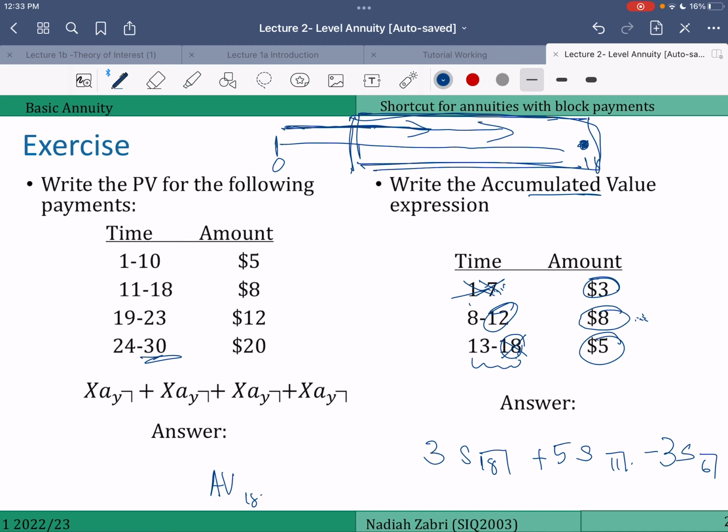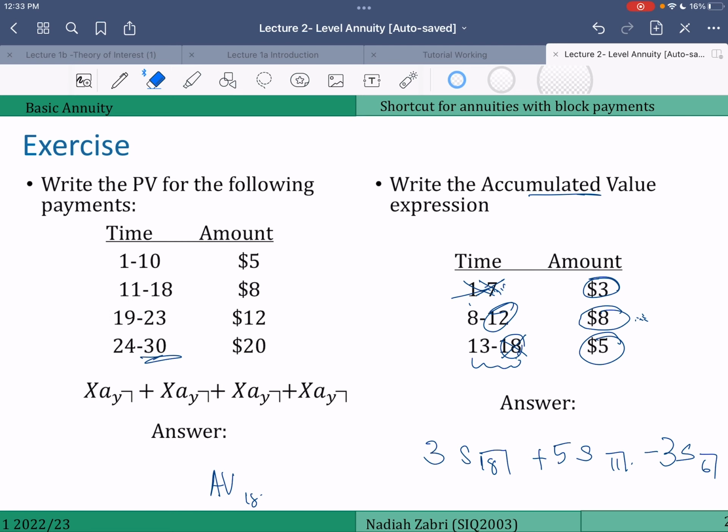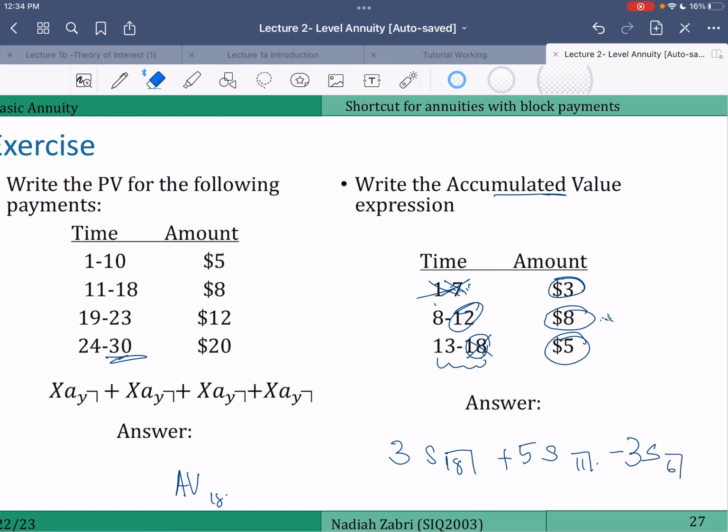So that's how we do it for accumulated value. For accumulated value, we start from the earliest block. For the present value, we start at the latest block. Okay, I hope you get it. If not, you stop this video and try to do these 2 exercises. Make sure you get it before you move on.